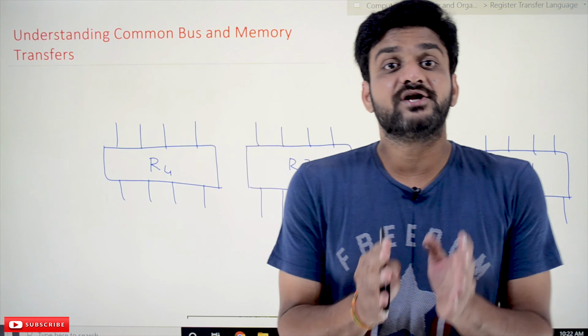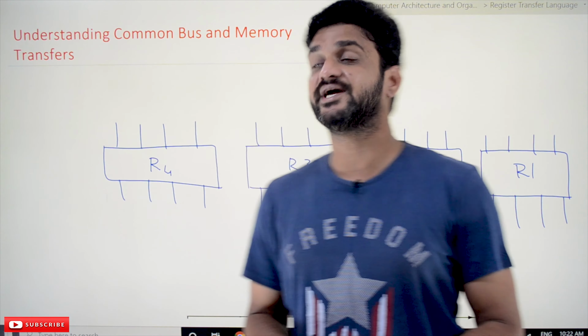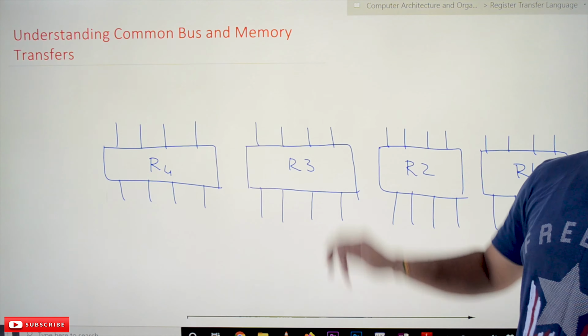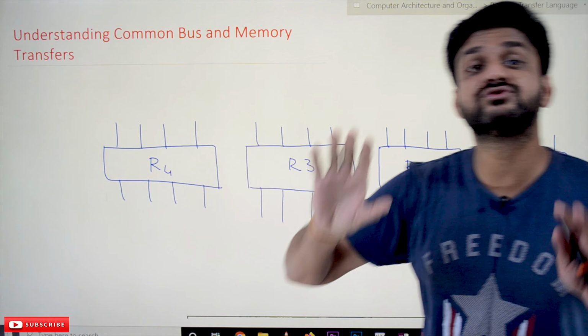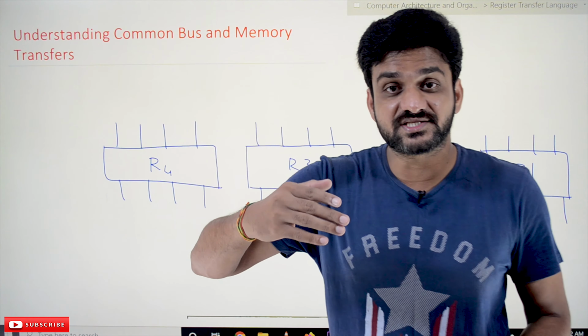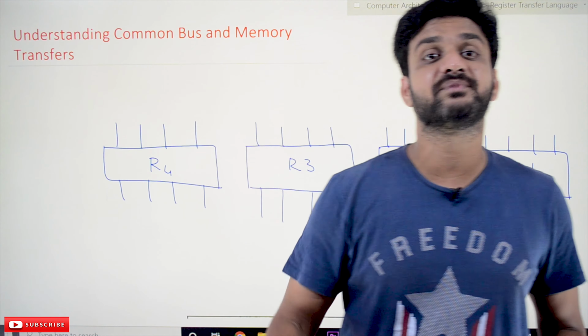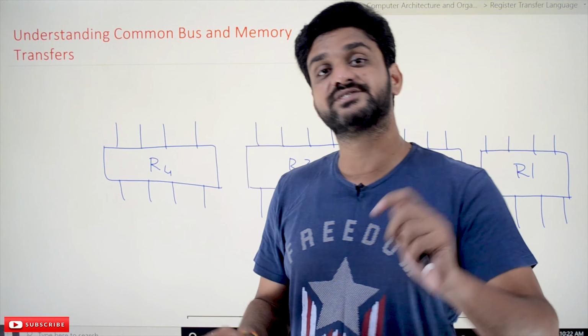So in order to avoid that, what is the best way to do it? The best way to do that is a common bus. So how do we construct a common bus? What is that common bus? What is the circuit that is involved in the common bus? How will that circuit be? That we will try to understand now.